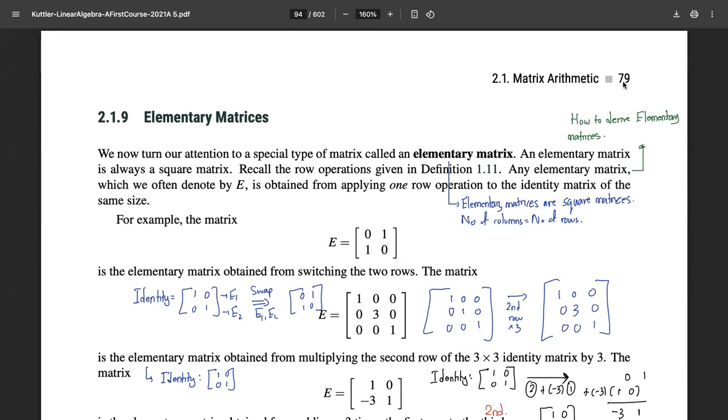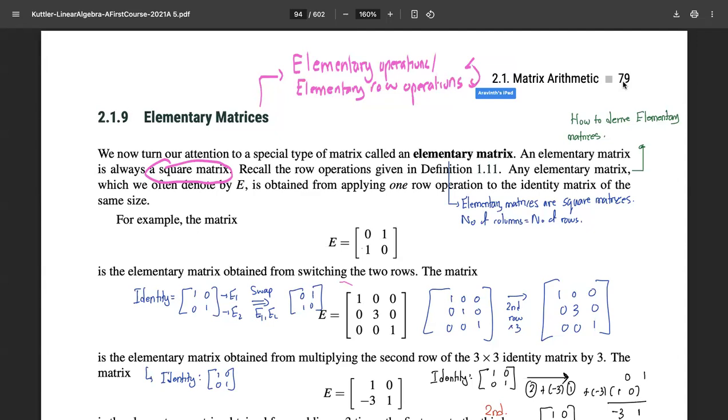Now we are going to turn our attention to a special type of matrix called an elementary matrix. The first thing we want to take note of is it's always a square matrix. And we have seen the word elementary before. Where have we seen it before? When we have been dealing with elementary operations and elementary row operations. These two ideas, as we have discussed before, are equivalent.